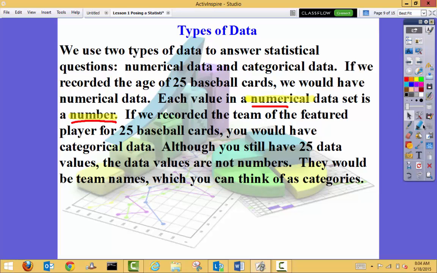Okay, my next part is this. If we recorded the team of the featured player for 25 cards, you would have categorical data. Although you still have 25 data values, the data values are not numbers. So here, categorical, what word do I recognize? Well, I should recognize this category. So if my data is collected as categories, for example, with these baseballs, the team featured is not a number. That's going to be like the Orioles, or the San Francisco Giants, or the A's. I'm still going to have 25 data values, it's just they're not numbers. They're going to be those team names.